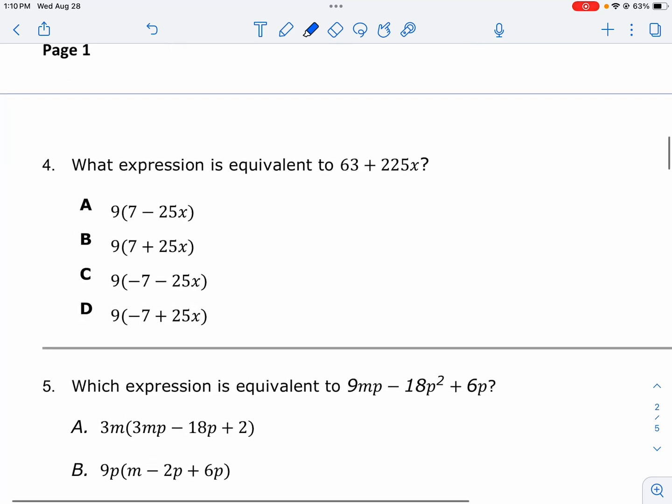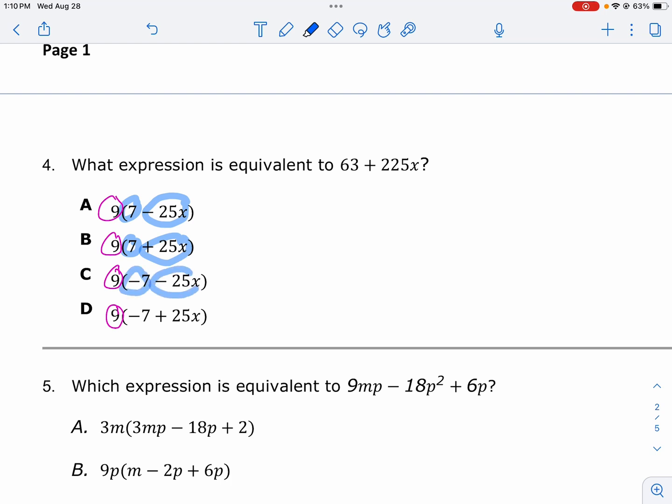Number 4 is one that I would maybe wait and do towards the end. Anything involving distribution and combining you might want to do at the end because they take a little longer. So this has 4 distribution problems that all start the same way. They all start with a 9 outside the parentheses, but they have different stuff on the inside of the parentheses. So you're going to do 8 multiplication problems because each one of these individual answer choices is 2 multiplication problems.